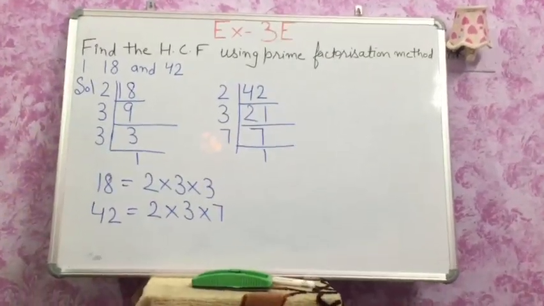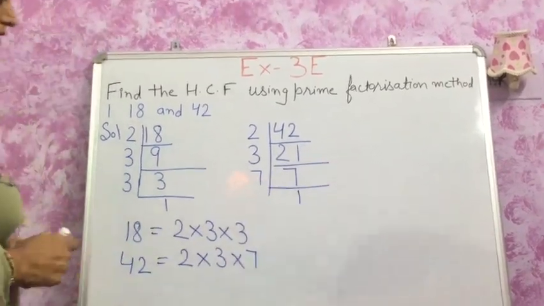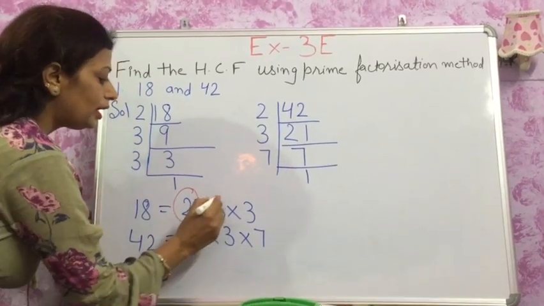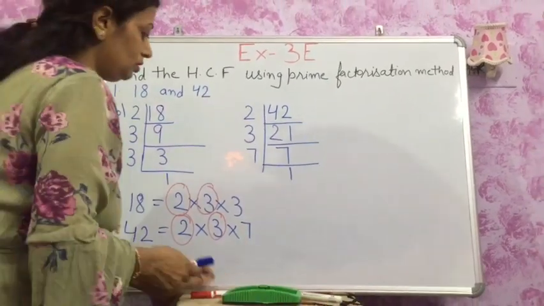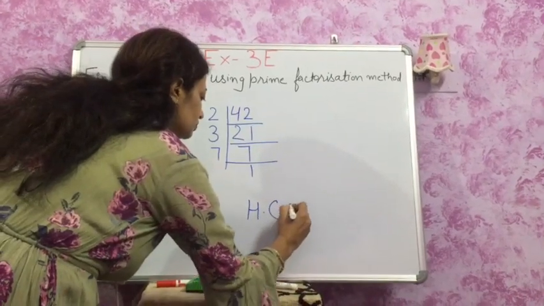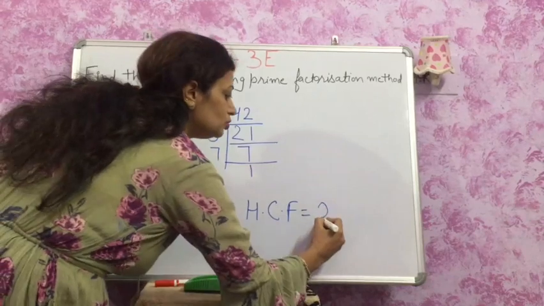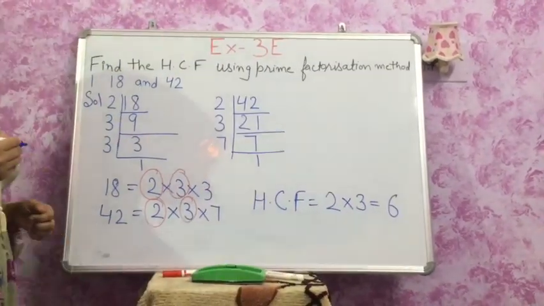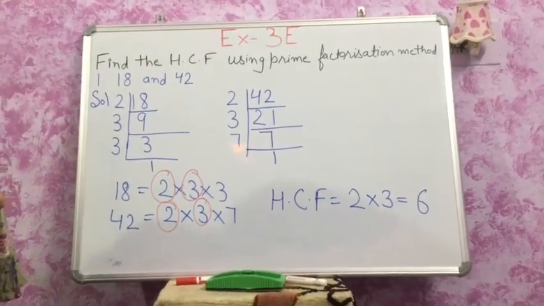To find the HCF, we have to find the common factors. The common factors are 2 and 3. So our HCF would be, we will multiply these common factors. 2 multiply 3 is equal to 6. HCF is 6. It's time to check our sum ourselves.